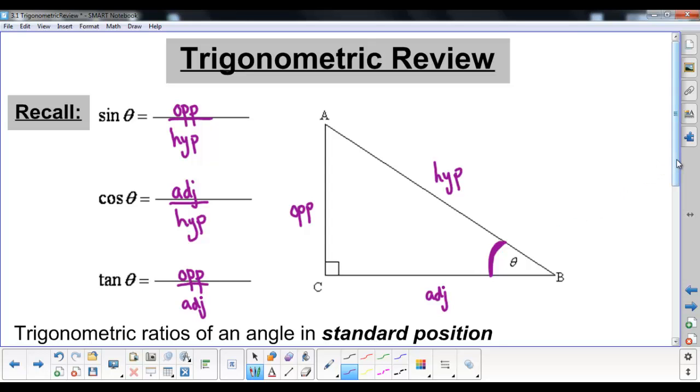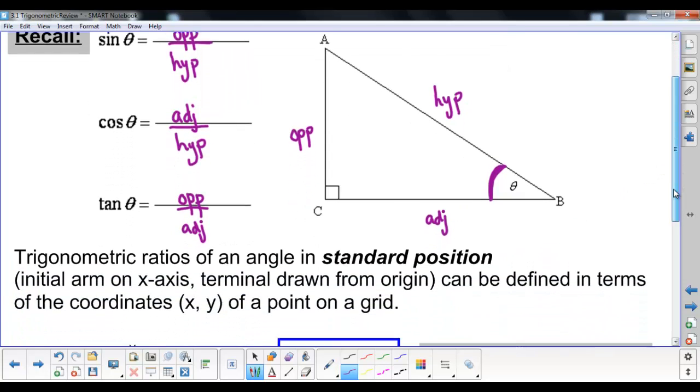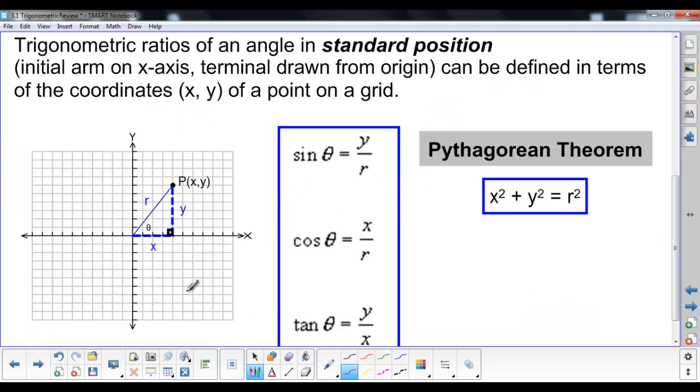Now we're going to kind of apply that to our grid. So let's imagine our initial arm being on the x-axis, on the right side of the x-axis here. And basically we take that arm and then we are going to rotate it counterclockwise to create this angle theta here. And so then we end up with this line, and a point that lies on the line here, we'll call it point P.